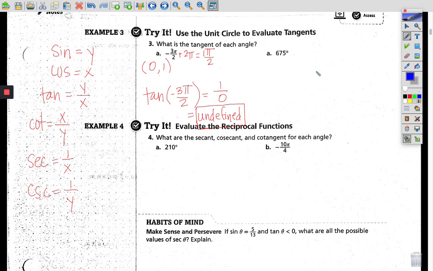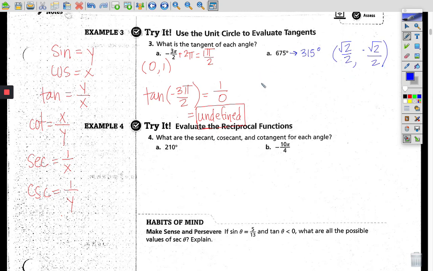All right, now we're going to find tangent of 675 degrees. This circle only goes up to 360 degrees, doesn't it? So what's 675 minus 360? 315. All right, so a reference angle for this would be 315 degrees. And my ordered pair there at 315 degrees is square root of 2 over 2 and negative square root of 2 over 2, right? Y'all see that at 315?